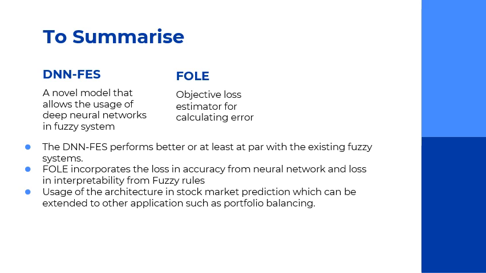To summarize, we have developed a novel architecture called DNN-FES with a unique learning mechanism called FOLE. The DNN-FES model performs better, or at least is at par with the current state-of-the-art models under any dataset. It incorporates both the accuracy loss as well as the interpretability loss of the model. We also demonstrated the real-world application of DNN-FES, taking the example of stock market prediction.